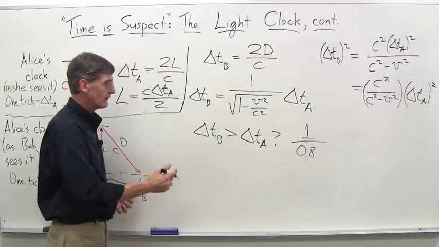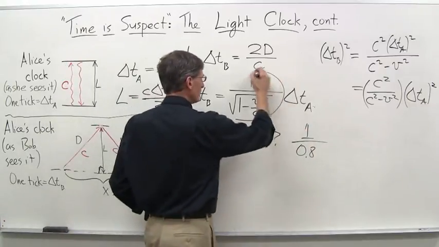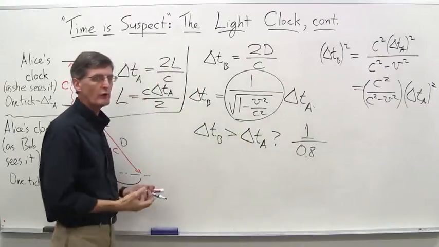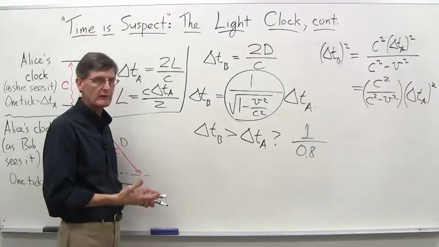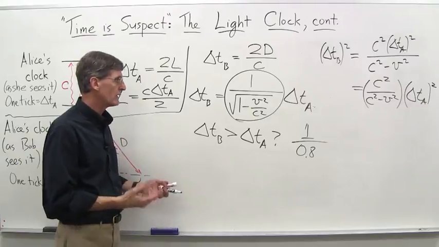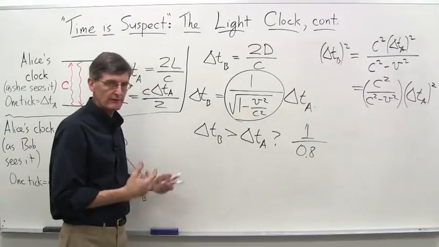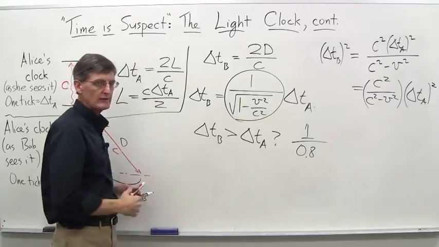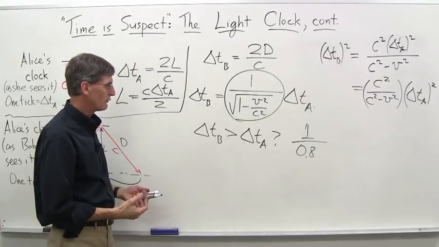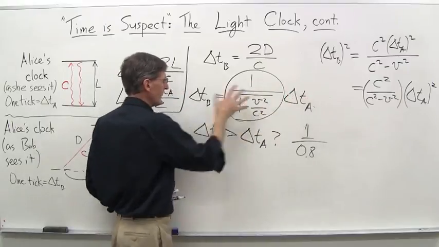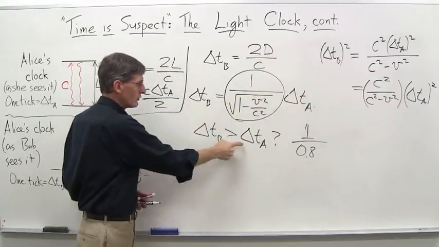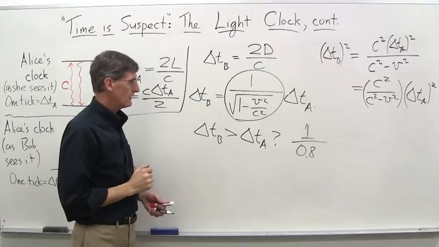So our little analysis here says this quantity is always going to be greater than or equal to 1. It's equal to 1 if v equals 0. But if v has any magnitude at all, it's going to be greater than 1, and therefore I'm going to have a number greater than 1 times delta TA. That means delta TB is going to be greater than delta TA.